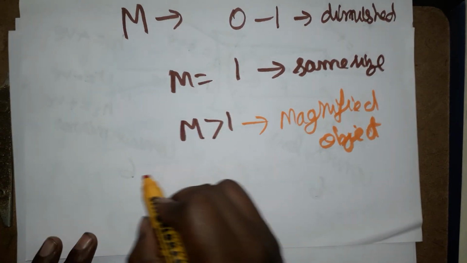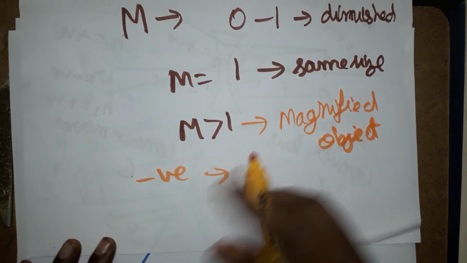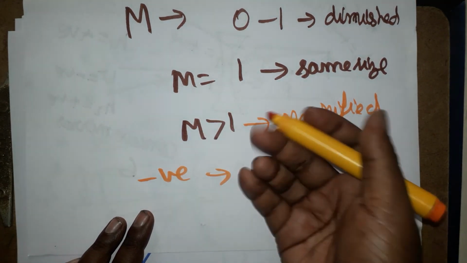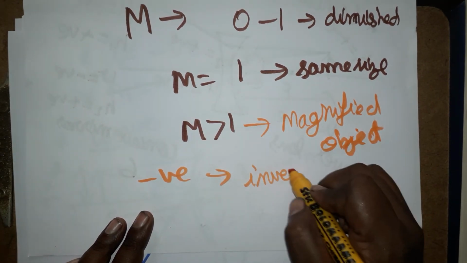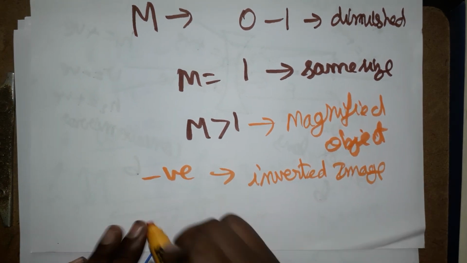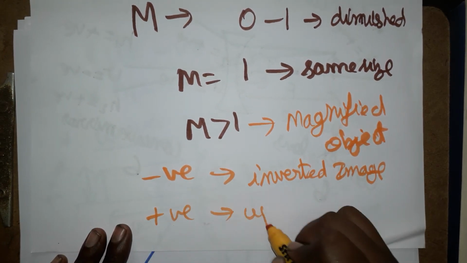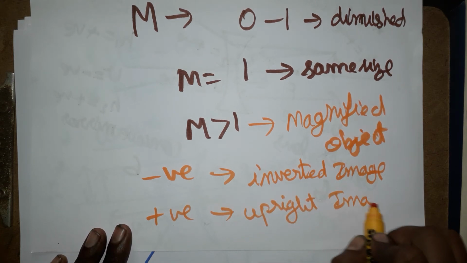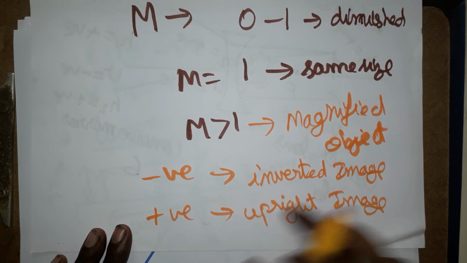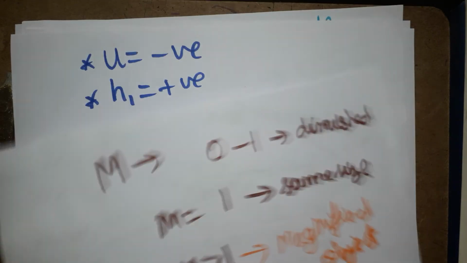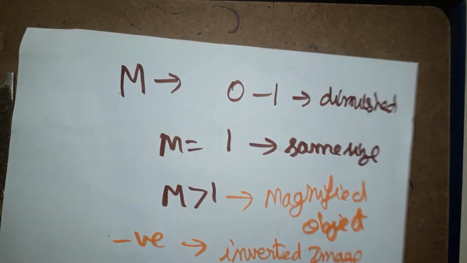Now negative sign, if you got a negative magnification, already I told you negative is for an inverted image. Okay, so negative is for the inverted image. Okay, what is positive? It is an upright image. Okay, I want to tell you one more thing. Inverted means always real, upright means always virtual. So now I am going to explain how the magnification works.